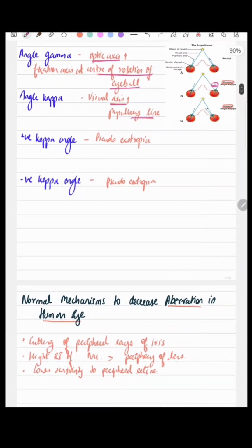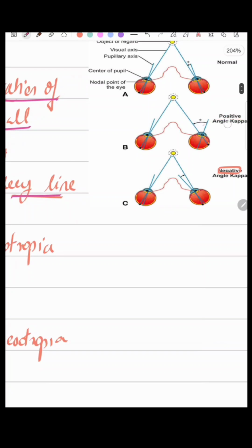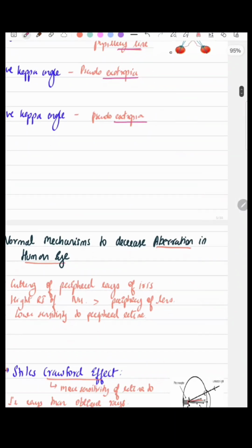Positive angle kappa, we see it in pseudo-exotropia. When the eye deviates outward, it appears as if the fovea is deviated inward, and then we get positive angle kappa. When the eye is deviated inward, we get negative angle kappa. Positive angle kappa is seen in pseudo-exotropia and negative angle kappa is seen in pseudo-esotropia.